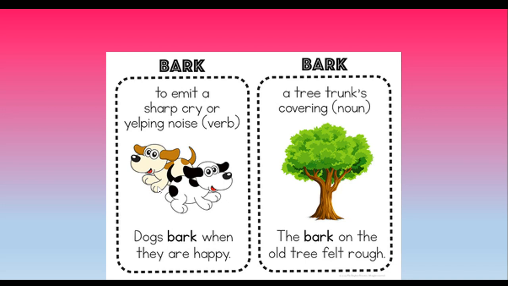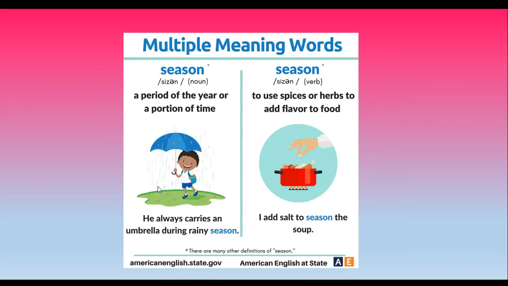Now, if we look on the other side of this picture, we see a tree. And so the bark we're talking about here is a tree trunk's covering. It's the noun. It's the thing that covers the tree. The bark on the old tree felt rough. Yeah, bark feels rough, right?